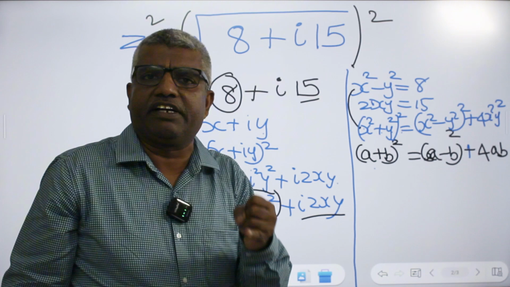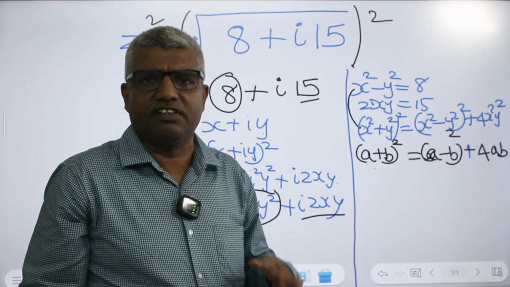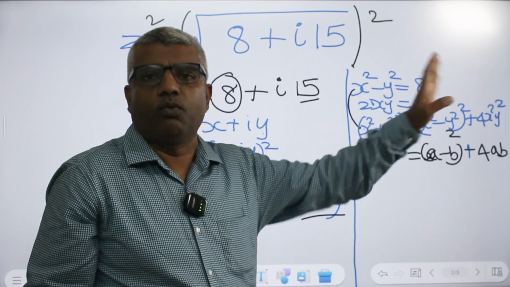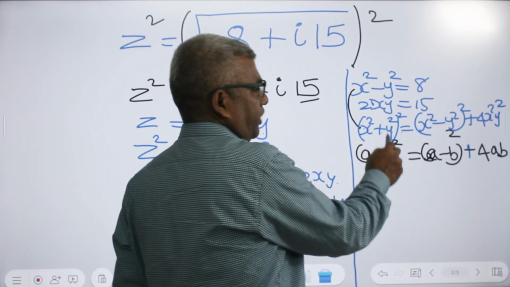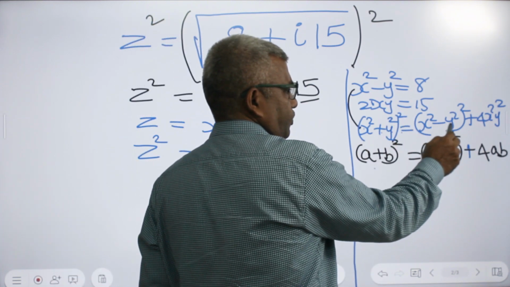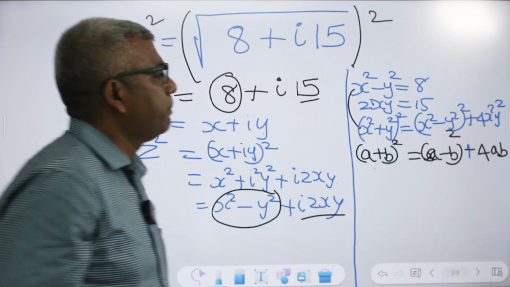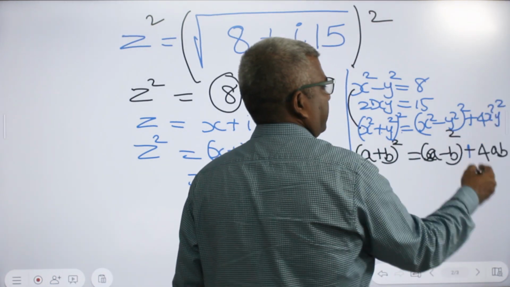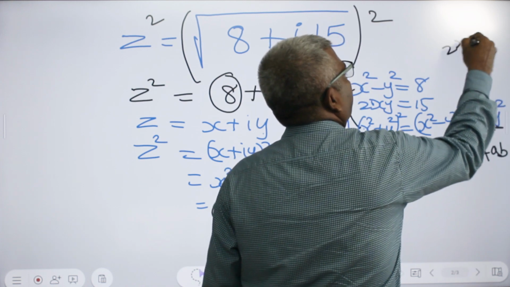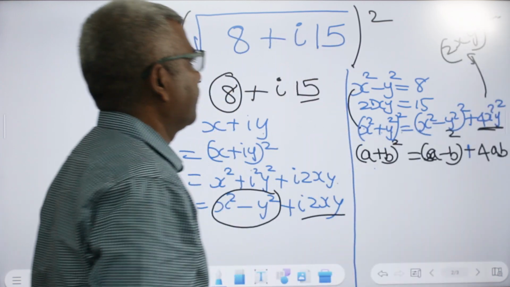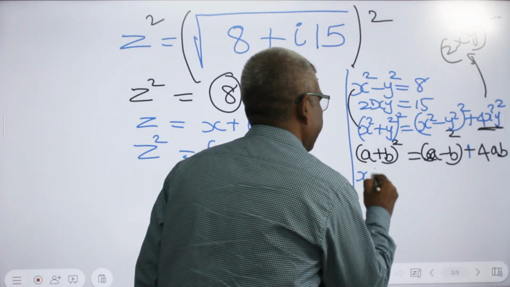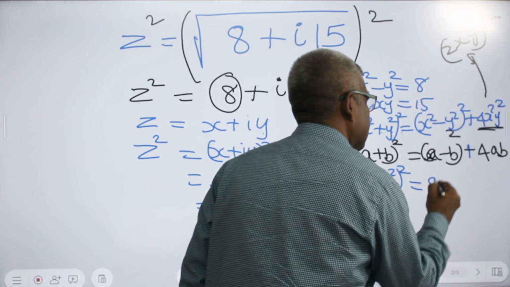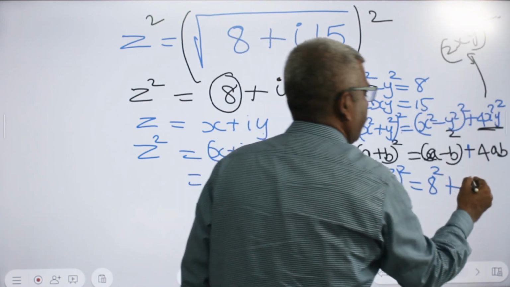When we are given x squared minus y squared is 8 and 2xy is √15, if we are able to find x squared plus y squared, we can simply eliminate the y values. For that reason we write (x squared plus y squared) whole squared equal to (x squared minus y squared) whole squared plus 4x squared y squared, which is nothing but (2xy) whole squared. Now, what is this value? (x squared plus y squared) whole squared is 8 squared, since x squared minus y squared is 8, plus (2xy) whole squared.